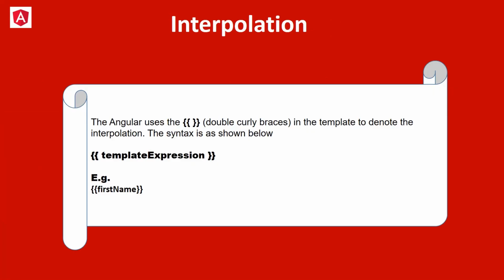What is interpolation? Interpolation basically allows us to include an expression as part of any string literal which we use in our HTML. Angular uses double curly braces in the template to denote the interpolation. The syntax we will show in our slide: curly braces around the template expression. Angular first evaluates this template expression and converts it into a simple string. Then it replaces the template expression with the resulting string in the HTML. We will see this practical example in a bit.